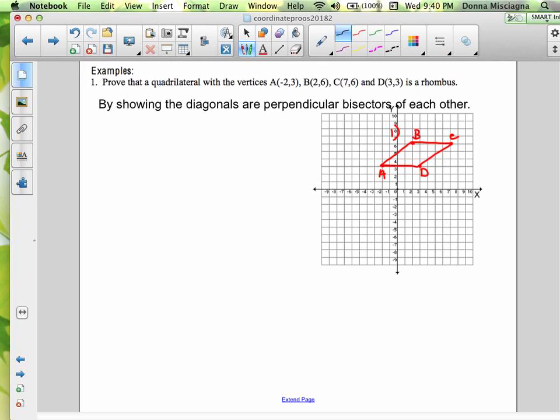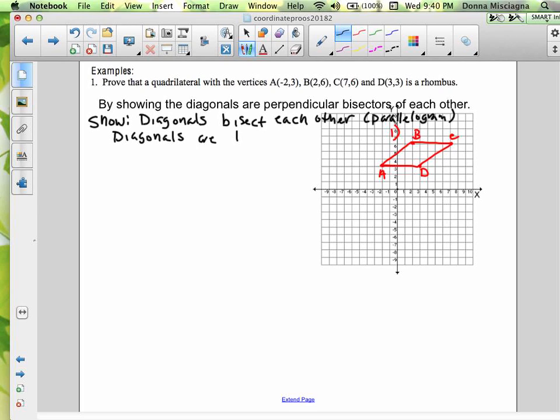Step 2, what do we want to show? We're going to show the diagonals bisect each other. That's the parallelogram part. I'll put parallelogram next to that. And diagonals are perpendicular. And that'll show it's a rhombus.